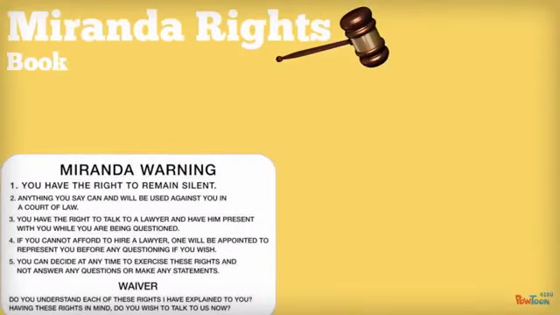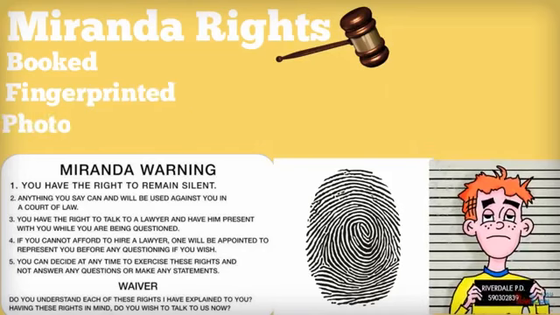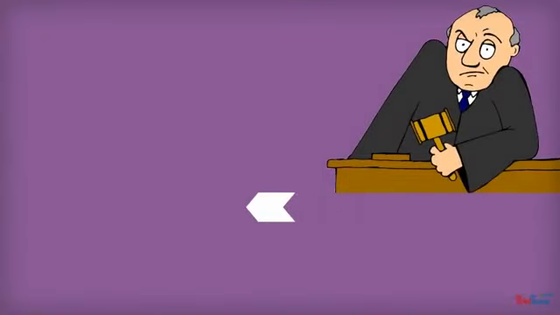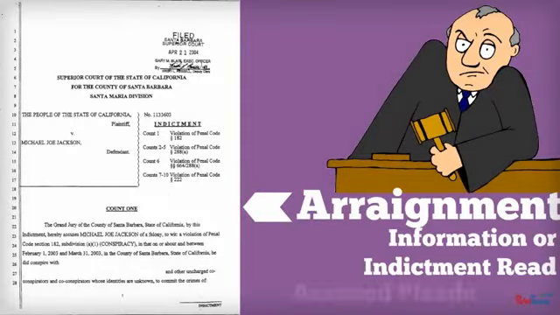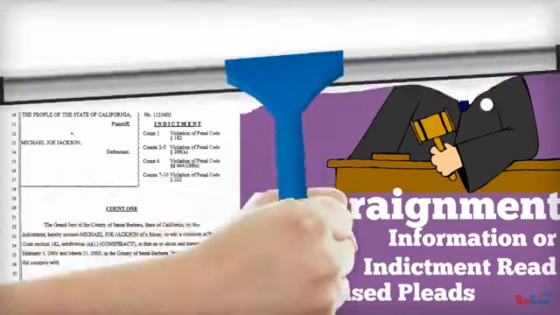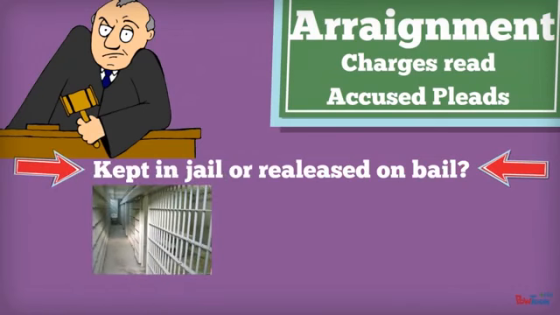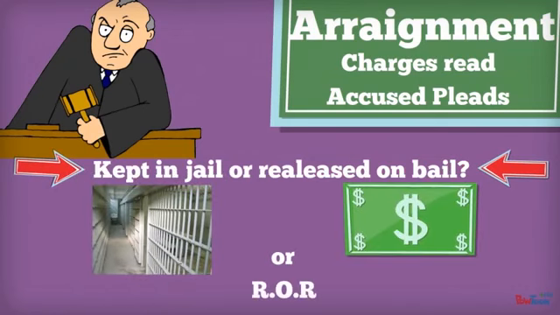The Miranda rights must be read. The defendant is booked, fingerprinted, and photographed. Then an arraignment is held where the information or indictment is read and the accused pleads guilty or not guilty. They can either be kept in jail or released on bail or released on their own recognizance.